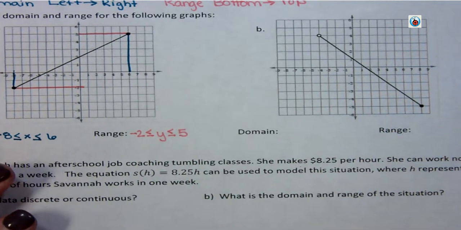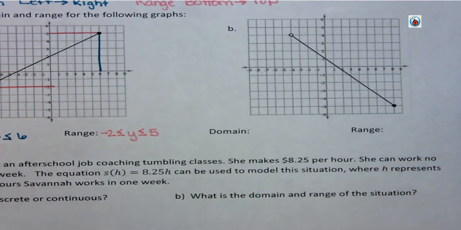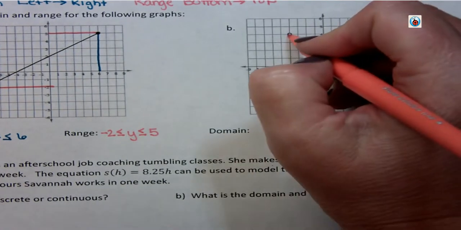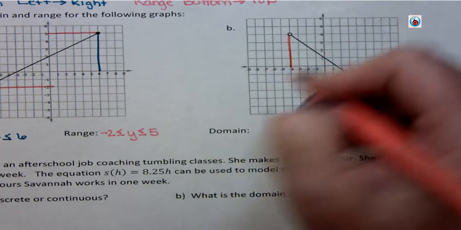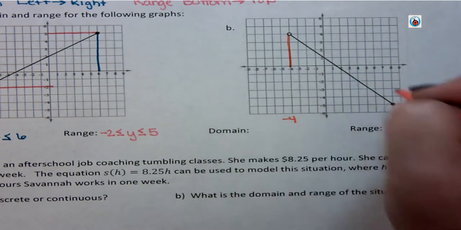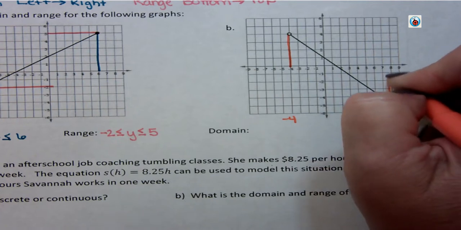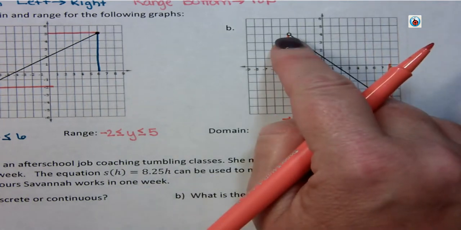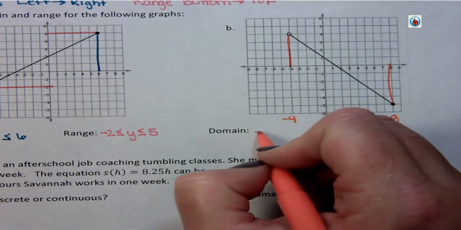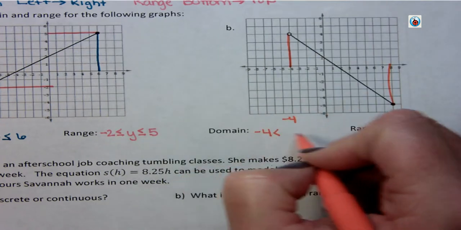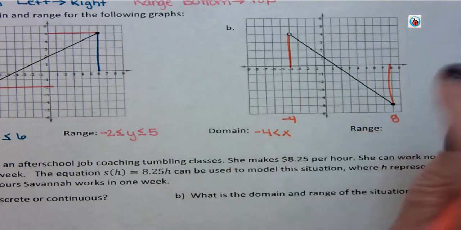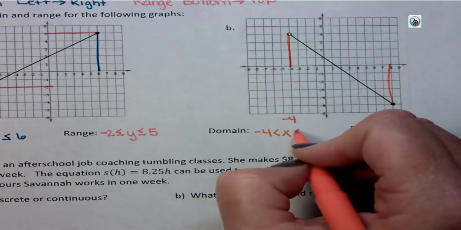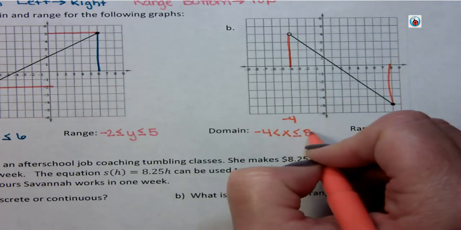Okay, so let's look at B. So again, domain is left to right. So I'm going to start and I'm going to draw to my x-axis. So it's -4 to 8. Notice there's an open circle at -4. So it's -4 is less than x. It's a closed circle at 8, so less than or equal to 8.